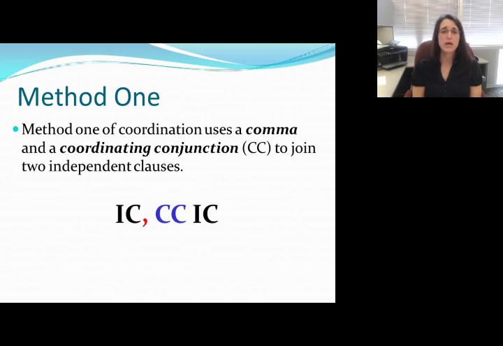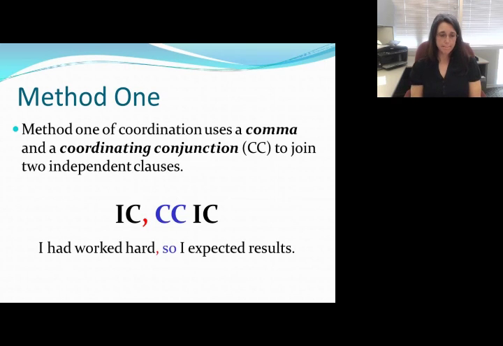So the formula would be that we have an independent clause. That first independent clause must be followed by a comma. Then we have our FANBOYS conjunction in the middle, also known as our coordinating conjunction. And the comma and the conjunction are sandwiched on either side by that additional independent clause. And so an example would look something like this. I had worked hard, comma, so I expected results. Notice that's the S out of FANBOYS, that's so.